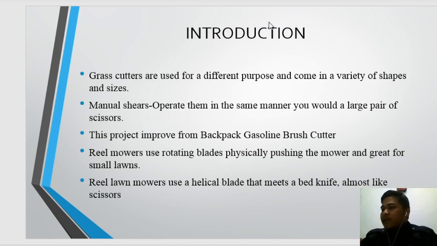For the introduction, grass cutters are used for different purposes and come in a variety of shapes and sizes. Manual shears operate in the same manner as a larger pair of scissors. This project is improved from a backpack gasoline brush cutter. Rotary mowers use a rotating blade, physically pushing the mower and gripping for a small lawn. Reel lawn mowers use a helical blade that meets the back knife almost like a scissor.